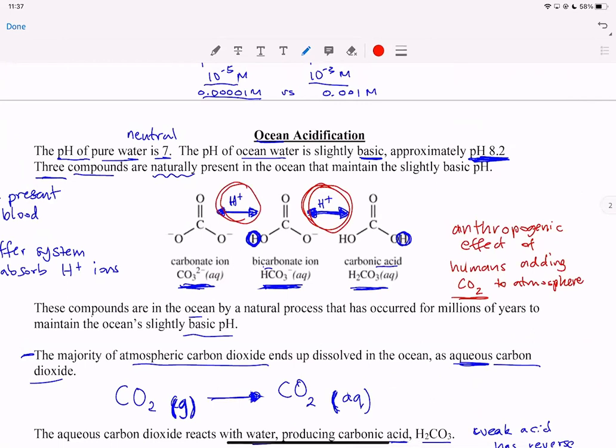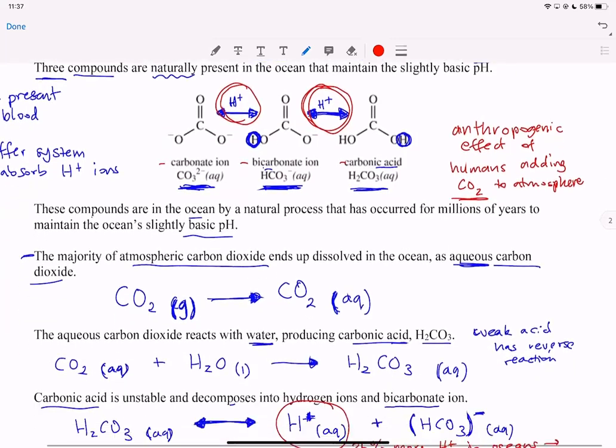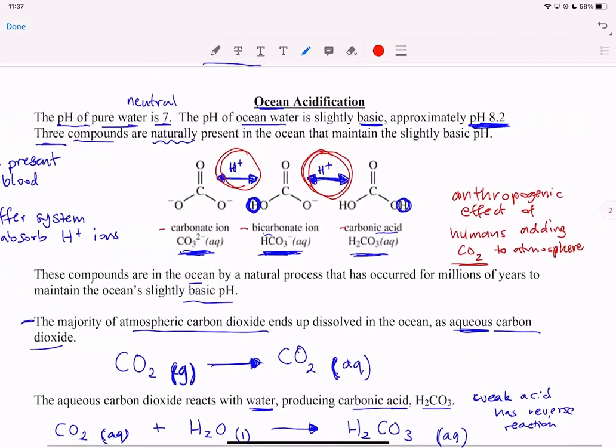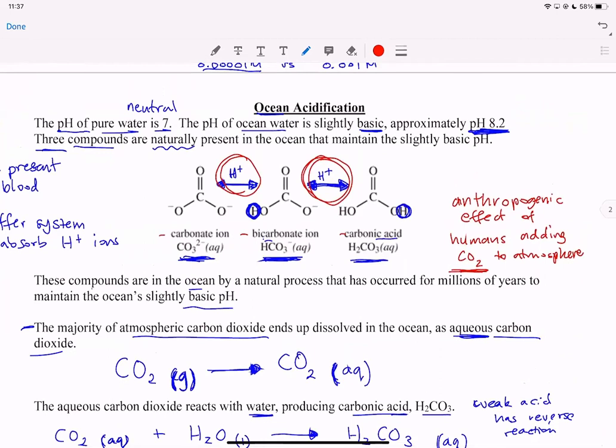And so these are compounds, the carbonate, the bicarbonate, and carbonic acid, they're naturally in the ocean, okay? So even though there's some relationship to the carbonic acid that I wrote here and bicarbonate, they're the same compounds. These are reactions that happen because of the carbon dioxide, compared to the carbonate, bicarbonate, and carbonic acid that are already in the ocean, which was established as an equilibrium system to take up hydrogen ion.